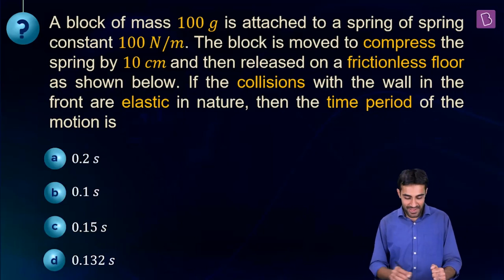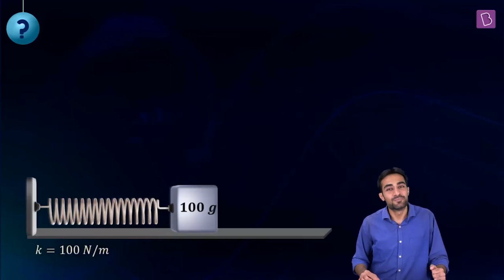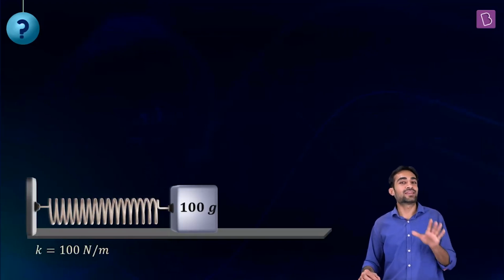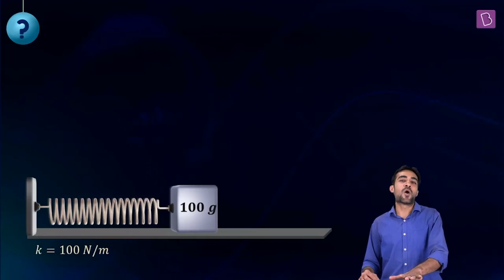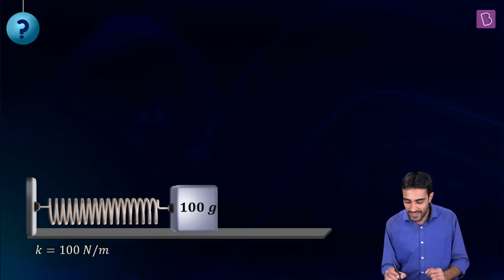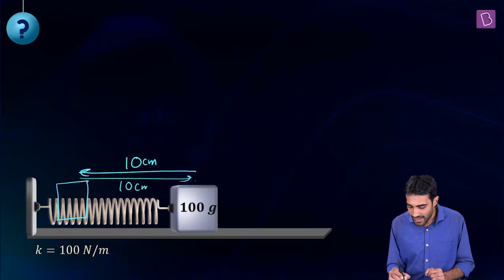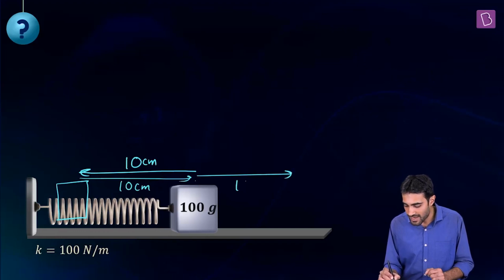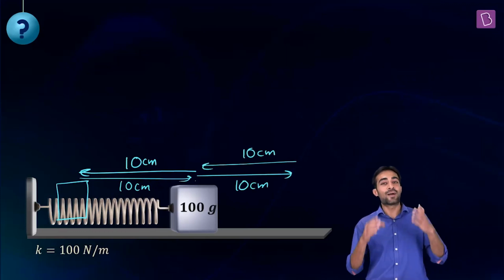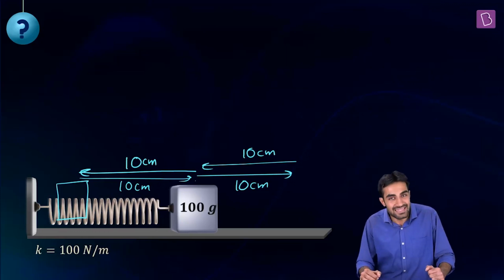All right. Now, let me tell you, you can find the time period when there is no wall. You would say, what's the big deal in that? We know if the block moves 10 centimeter like this to the negative extreme and then comes back to the mean position again by traveling 10 centimeter, and then goes to the positive extreme again by traveling 10 centimeter, and comes back to the mean position again by traveling 10 centimeter, we have one complete simple harmonic motion. Yes.